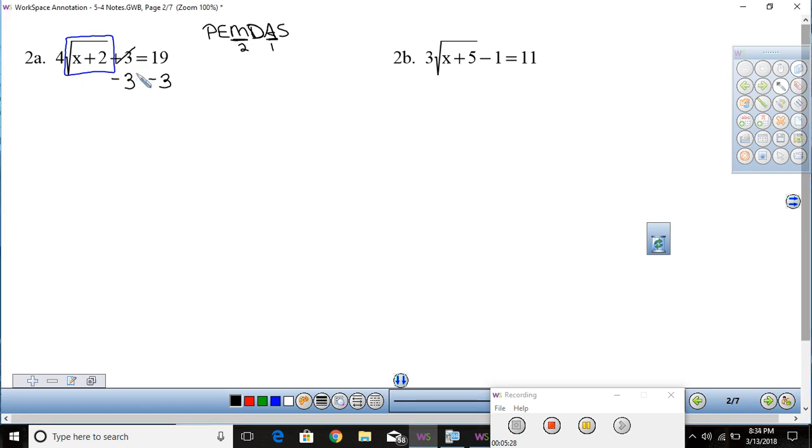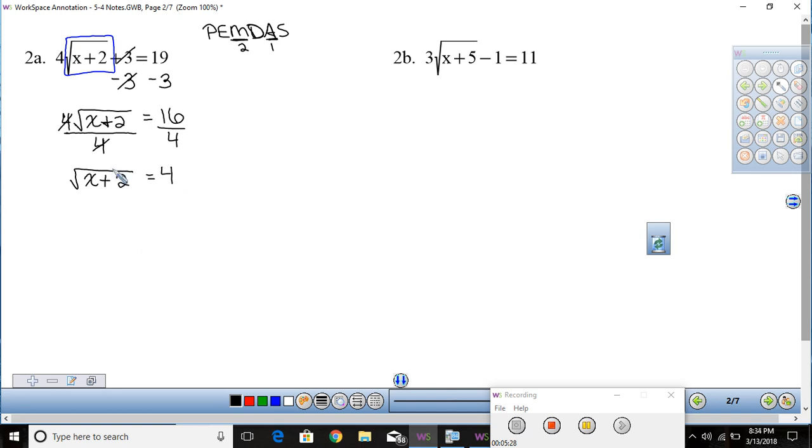So over here that cancels, so I'm left with 4 times the square root of x plus 2 is equal to 19 minus 3, which is 16. All right, now I can take care of that multiplying by 4, so I'll divide by 4. So I've got 4's canceling here, so I'm left with square root of x plus 2. And then 16 divided by 4 is 4.